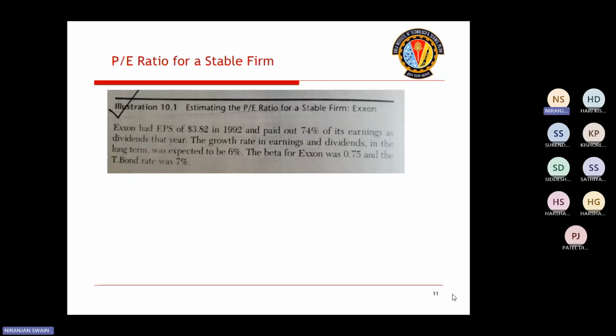Now let's take this one. This company is ExxonMobil, you may be knowing. It had EPS of 3.82 in 1992 and paid out 75% of earnings as dividend that year. Growth rate in earnings and dividend in the long term is expected, this comes from business analysis, to be 6%. Beta for ExxonMobil was 0.75 at the time of valuation, and the T-bond rate was 7%. Using the price to earnings multiple, do the valuation. It's a constant growth model, the stable part.